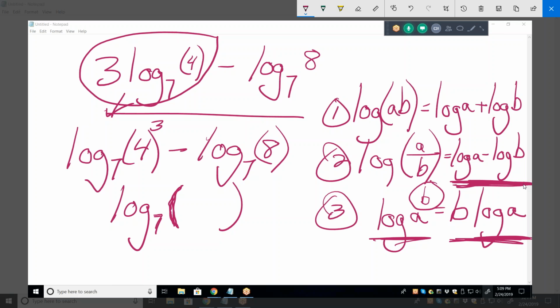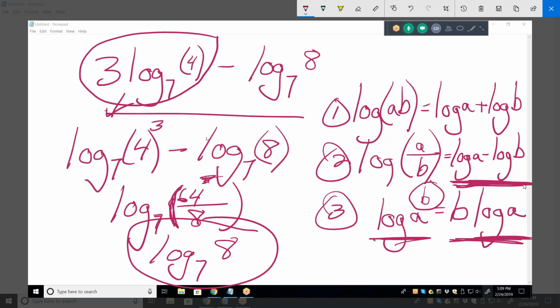Are we going to apply the 3 to the 4? Not yet. We don't need to yet. Oh, would it be 4 cubed over 8? There you go. Okay. Now, 4 cubed is 64, and the whole thing becomes log base 7 of 64 divided by 8, which is just 8. So that's the final answer.